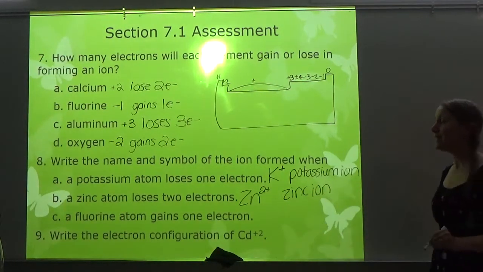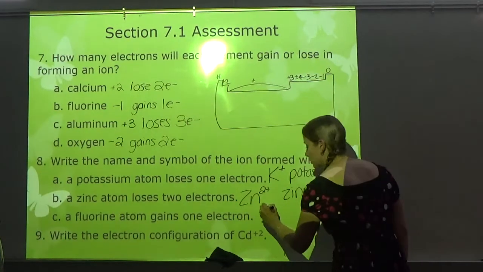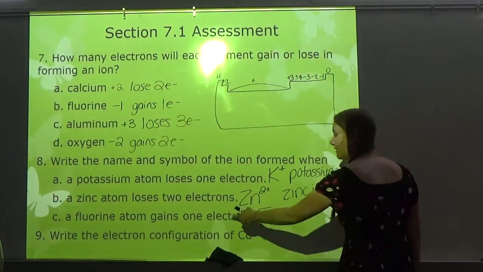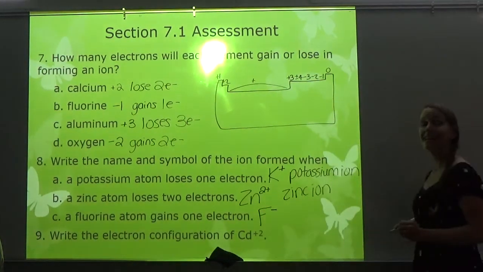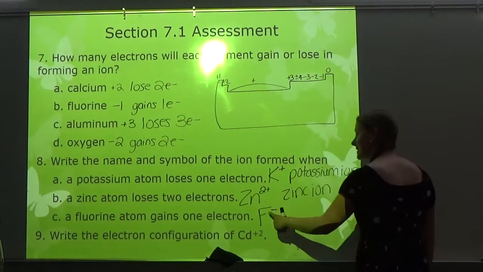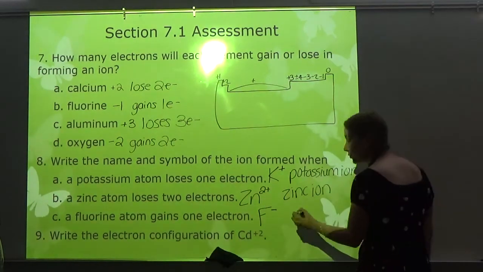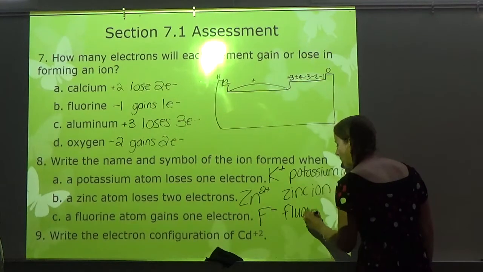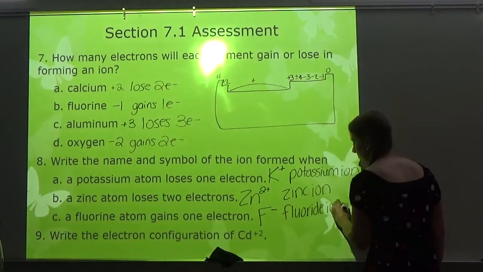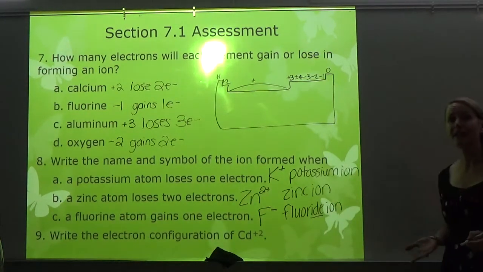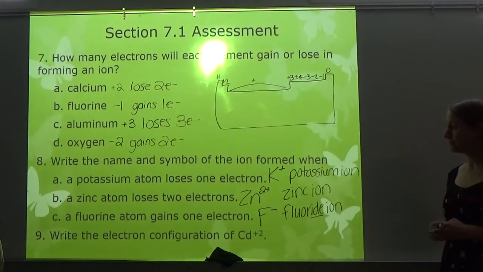And then part C, a fluorine atom gains 1 electron. So fluorine is F. If it gains 1 electron, it has a negative charge. Since it's negative, instead of calling it fluorine, I'm going to call it fluoride ion. Because remember, for negative ions, we have to change the ending to ide.